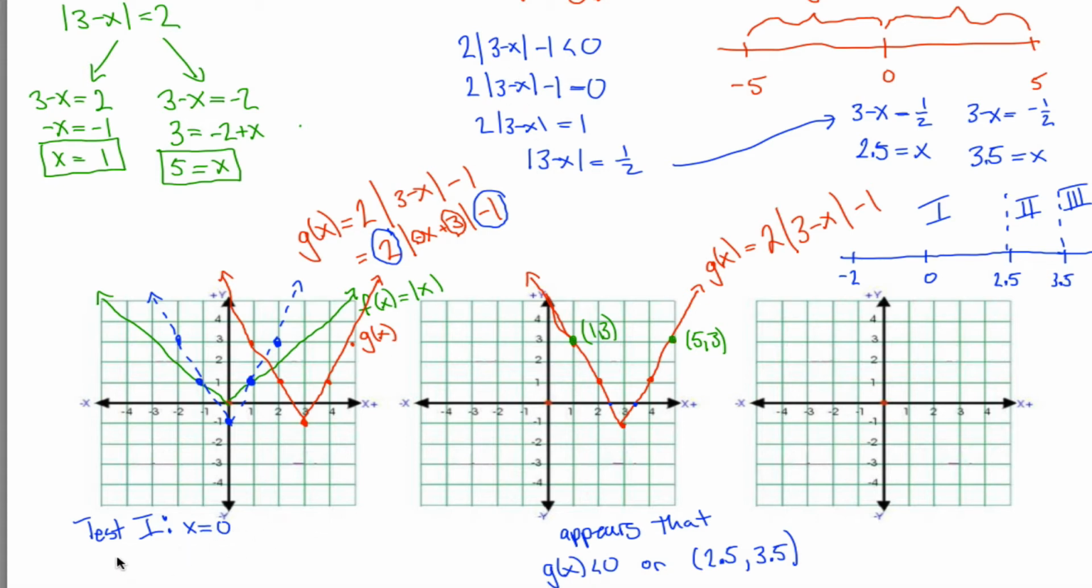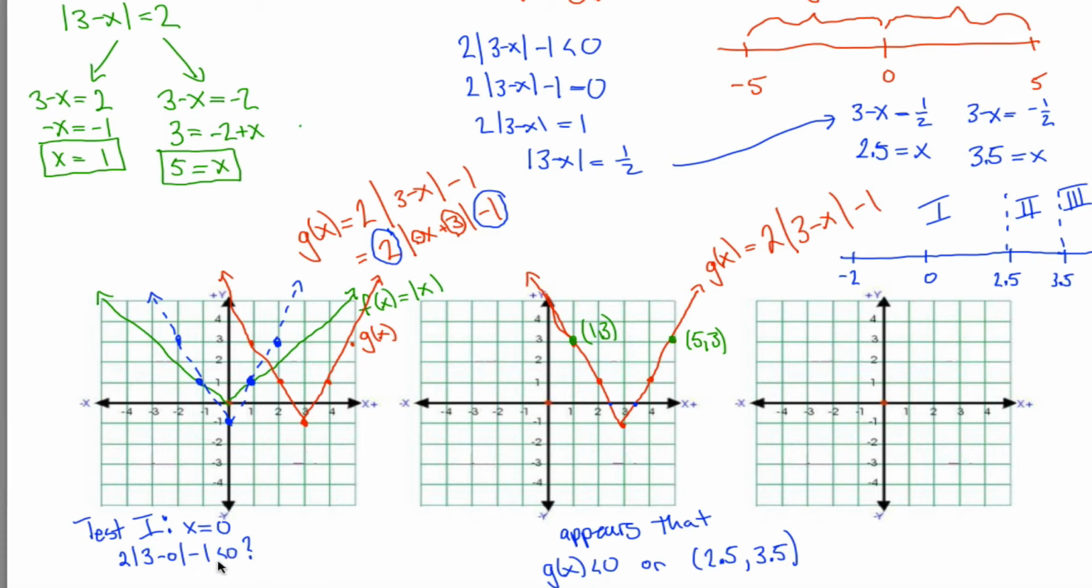You ask yourself the question, is it true that 2 times the absolute value of 3 minus 0, note I changed the x into a 0, minus 1 is less than 0? And I'm going to put a question mark here because I don't like writing a statement that may not be true without a question mark.